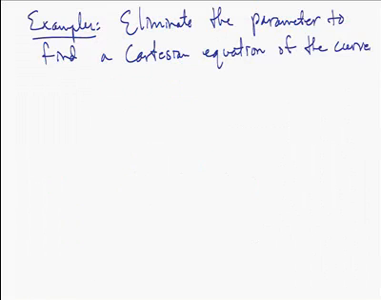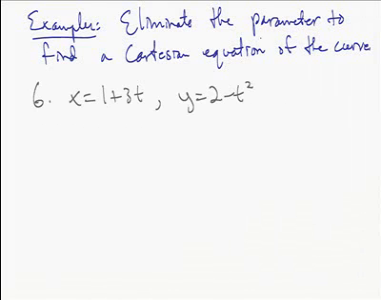Most of the homework problems that you have are going to be doing this very thing, where you're asked to eliminate the parameter to find a Cartesian equation for the curve. So let's start off with number 6. We have two functions for x and y, so we have a parameterization. x equals 1 plus 3t, and y is equal to 2 minus t squared.